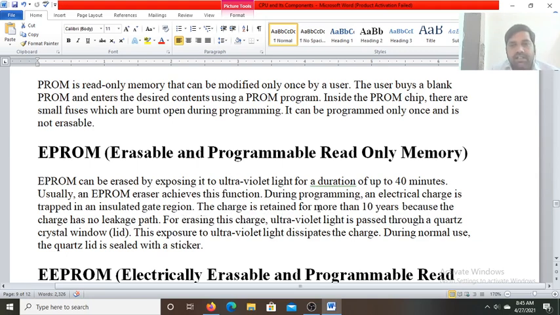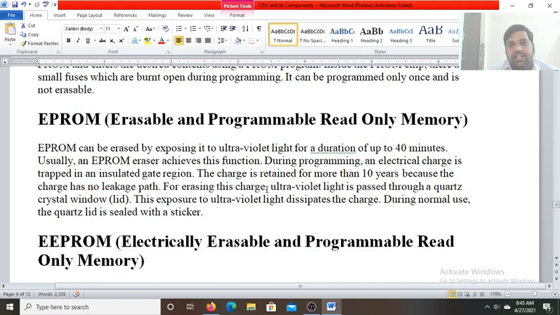During programming, electrical charge is trapped in an insulated gate region. The charge is retained for more than 10 years, which means your data can be saved for more than 10 years because the charge has no leakage path. The computer understands only the language of electricity, and here the charge is stored in the transistors. For erasing this charge, ultraviolet light is passed through a quartz crystal window lid, and this exposure to ultraviolet light dissipates the charge.